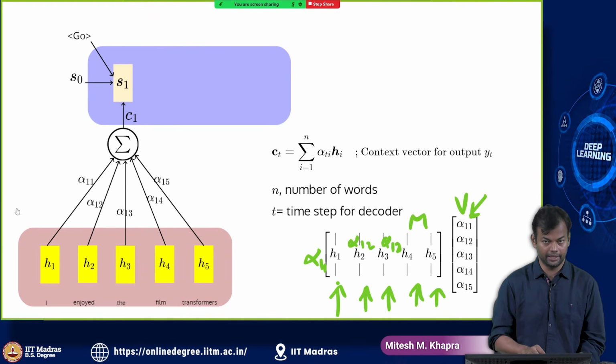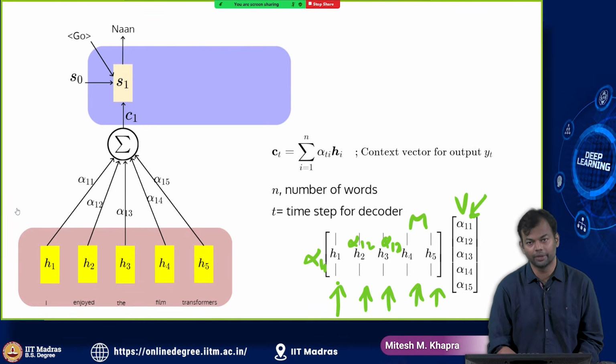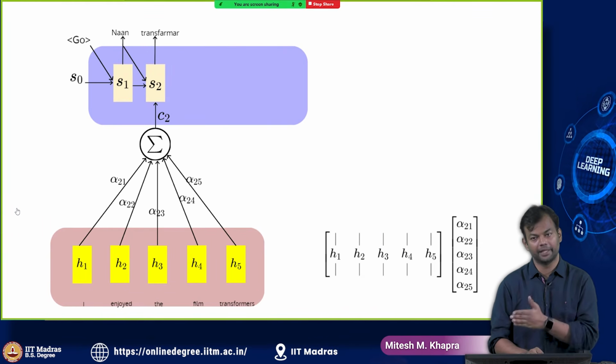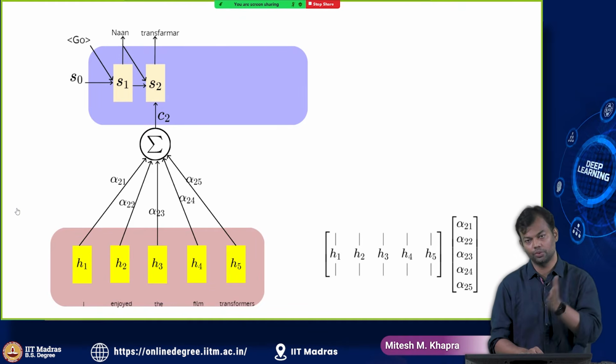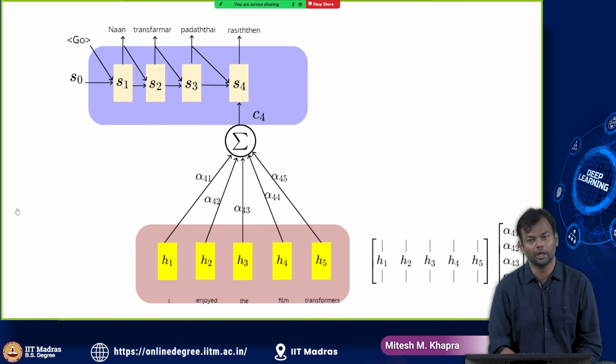And then you feed it to the decoder RNN, which then produces an output at the end, right? And you keep repeating this at every time step. You do it at C2, then you compute C3, C4, C5, and so on, right? So you keep doing that.